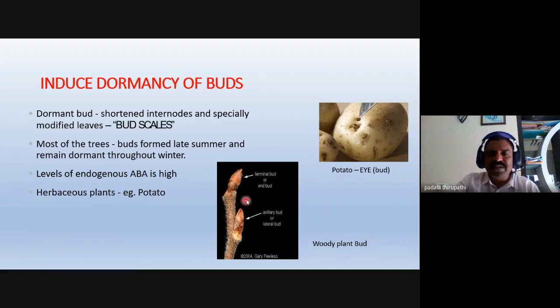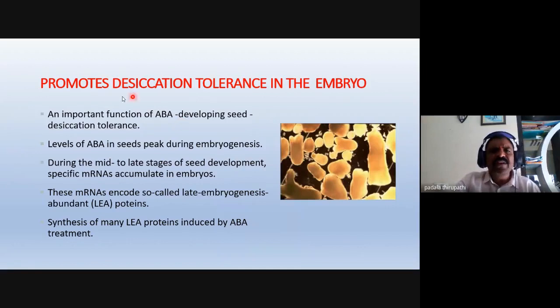Bud dormancy is a dormancy state, and these are the buds in the dormant state of the potato tuber. ABA also promotes desiccation tolerance in the embryo. These are all embryos. An important function of ABA is developing seed desiccation tolerance.